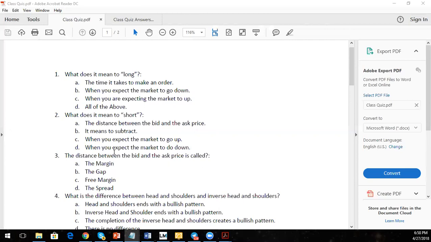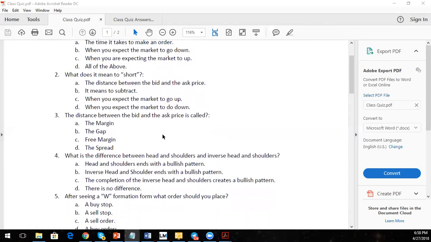All right. So what does it mean to short? A, the distance between the bid and the ask price. B, it means to subtract. C, when you expect the market to go up. D, when you expect the market to go down. Okay. So yes, the correct answer is D, guys. Good job so far. Let's go on to the next level.